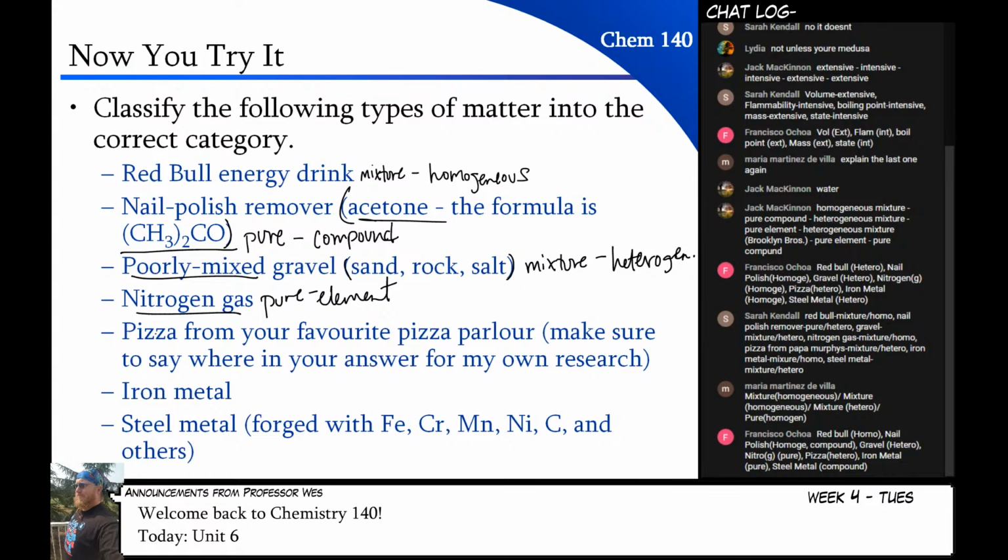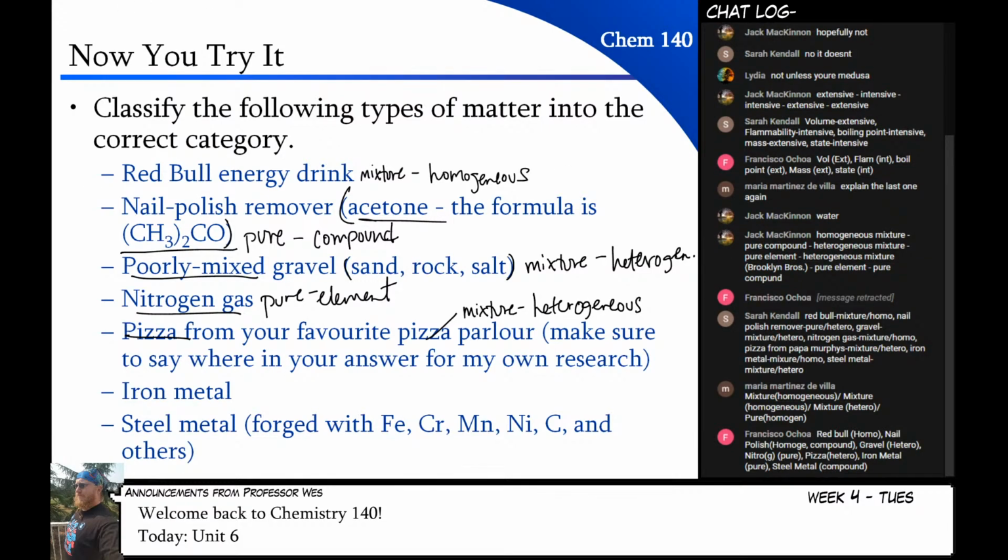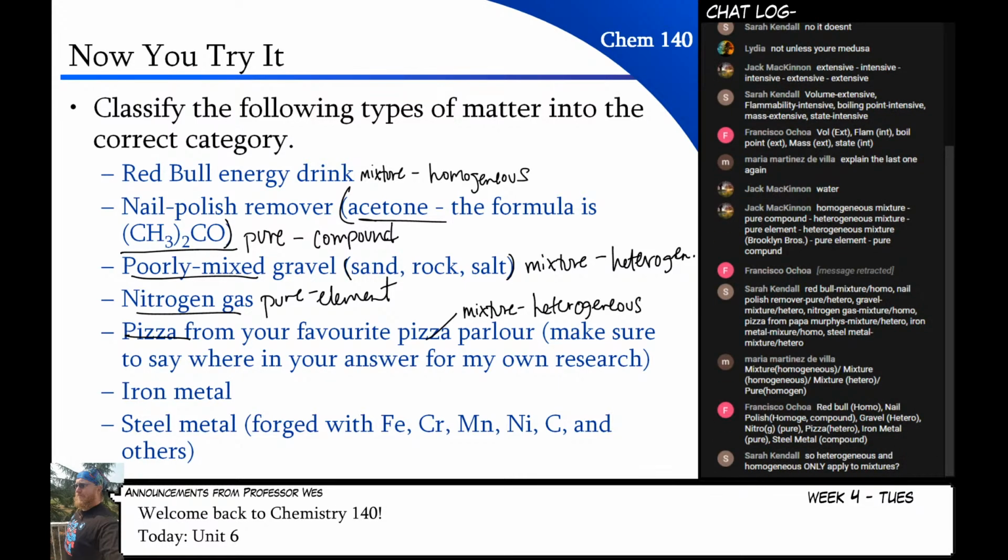All right. Any pizza and really any food is going to be a mixture. And every bite of pizza is different. So we're going to say heterogeneous. Now, what pizzerias do we have out here? I see Brooklyn Brothers. What other pizza places are good? I want to know.